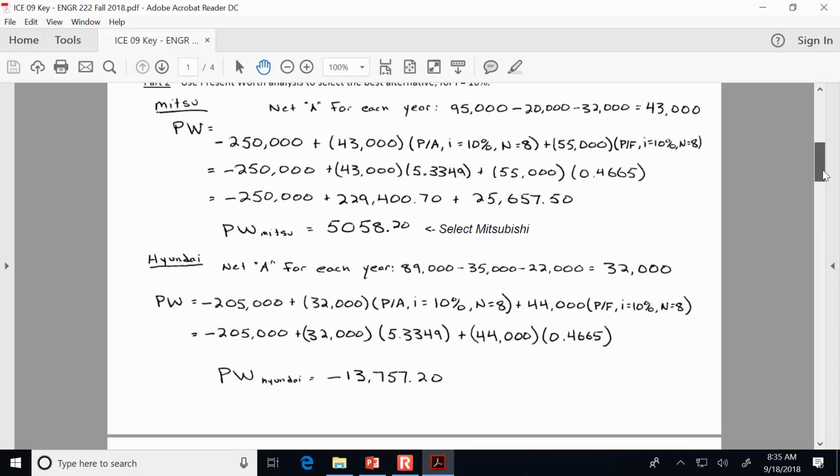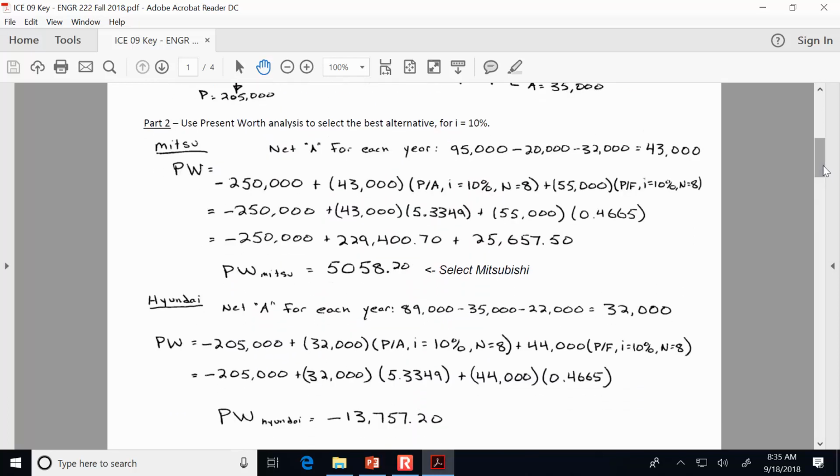Okay, so we're comparing Mitsubishi and Hyundai, and there are three components to the present value. There's the initial purchase price for each of them. So this negative $250,000 for the Mitsubishi, the negative $205,000 for the Hyundai. So that's the initial first cost.